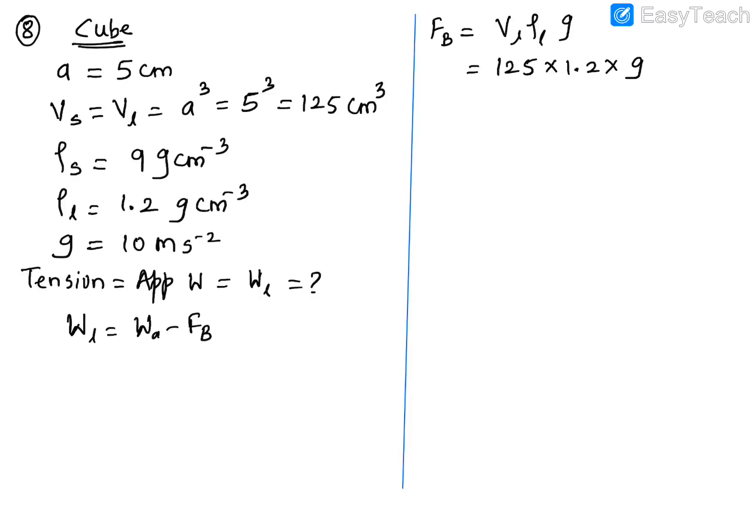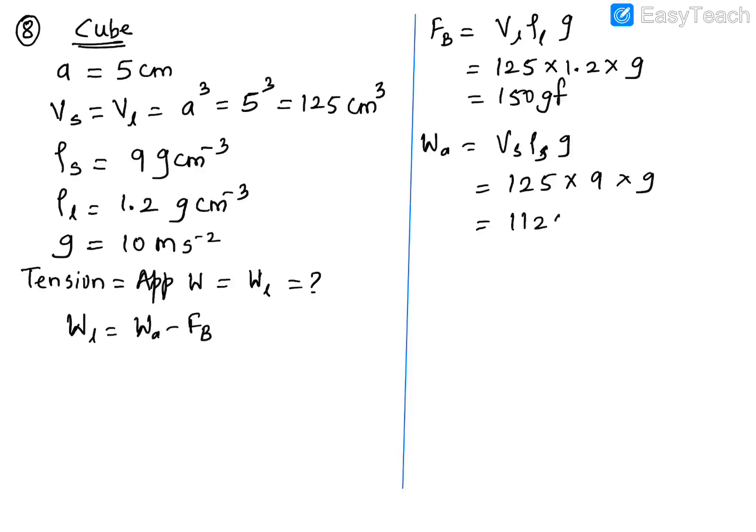Then weight of the body in air. How to find this now? Again Vs rho S G. What's the volume of the solid? 125. What is the density of the solid? 9, and into G. So when you multiply this, you will get 150 GF here, and 125 into 9 will come to 1125 GF, gram force. Remember, whenever it's into G, you just write gram force.